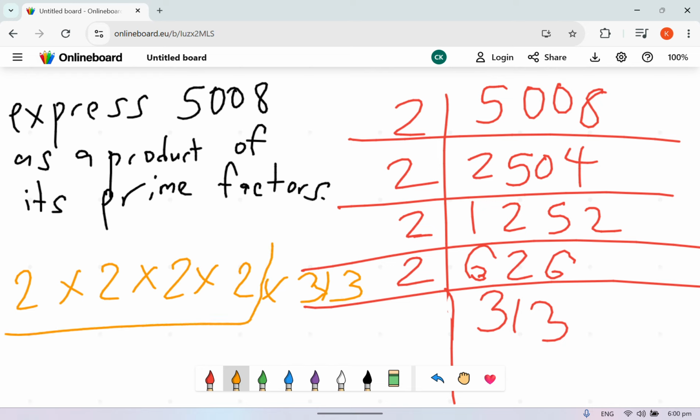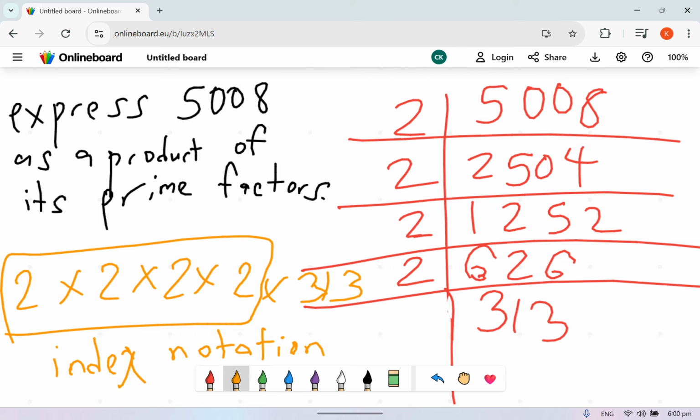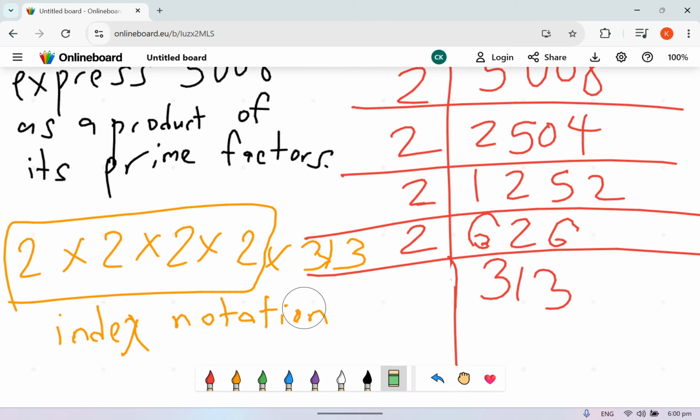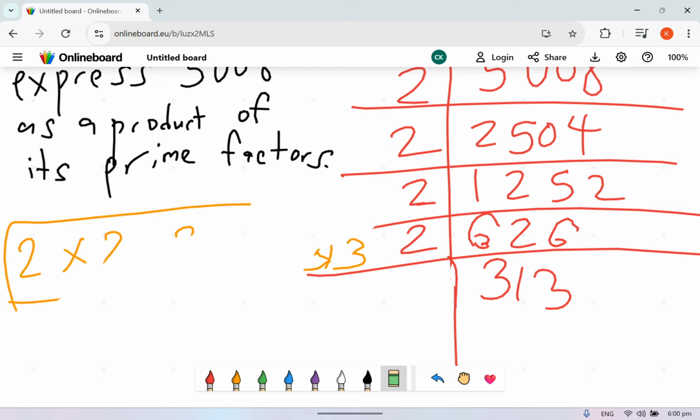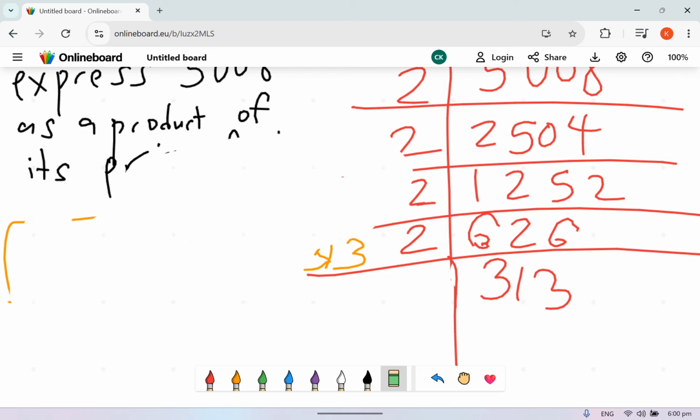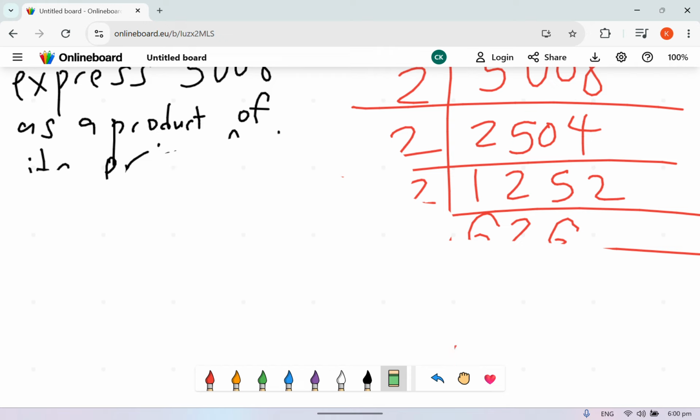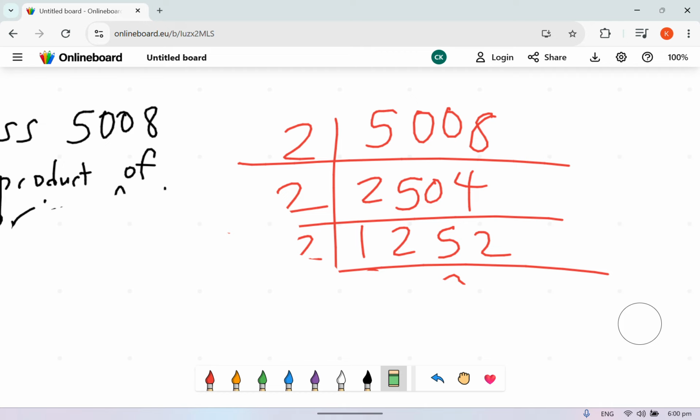Actually, there's something you must do with the four twos: you must use index notation. But I'm not going to teach you that for now. I will teach you that later in this video, but I want to go through at least 2 more examples of this first so that you guys are really sure how to do this. Then I'll teach you index notation, how to express your answer, because it's going to be very important. You can't just leave it as 2 times 2 times 2 times 2. The examiner will be like, I don't even want to mark this.